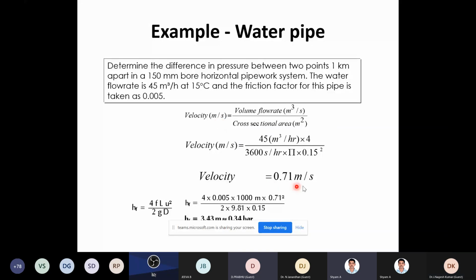So we put this in the equation, 4FLV squared by 2gD. Friction factor is 0.005, 1 kilometer apart, 2000 meters, into velocity squared by 2 into g into diameter 150. So you get 3.43 meters or 0.34 bar as the pressure drop. So this is a simple calculation for assessing the pressure drop in pipes.